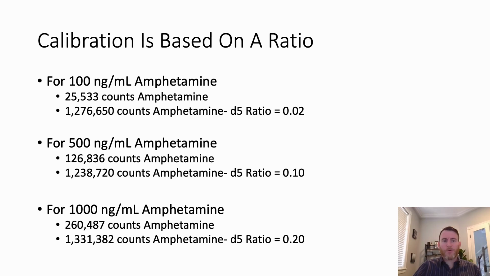You can see for your 500 nanogram per mil amphetamine, your number of ion counts for amphetamine jumps, and that makes sense. You have quintupled the amount of amphetamine, and you've roughly quintupled the amount of counts. You can see, though, your amphetamine D5 hasn't really changed. It's still about 1.2 million counts, but that makes sense because you added the same amount of that internal standard to this separate calibrator. And finally, for your 1000, you've effectively doubled your ion counts to 260 from 125. And you can see that your ion counts have roughly stayed the same for your internal standard.